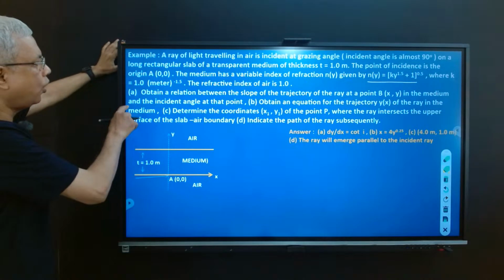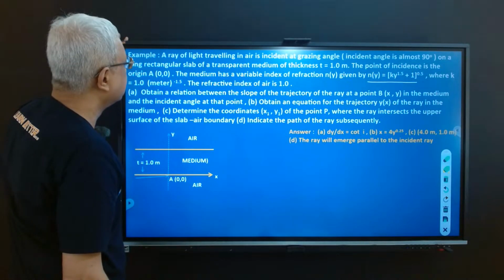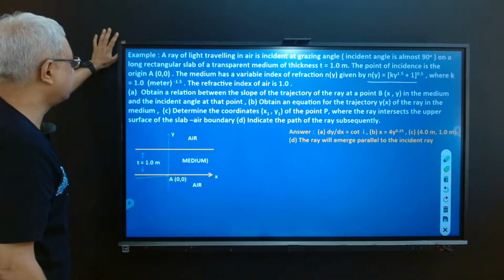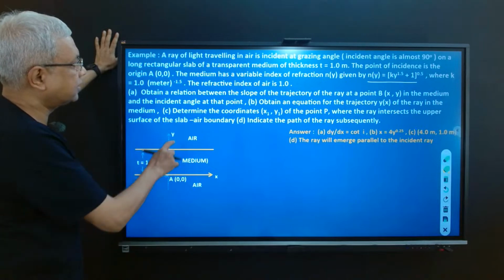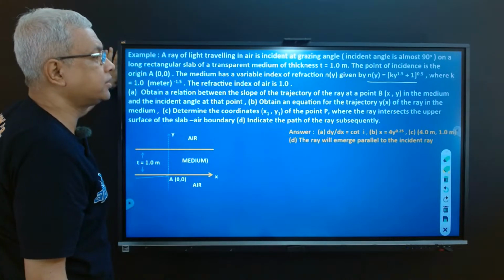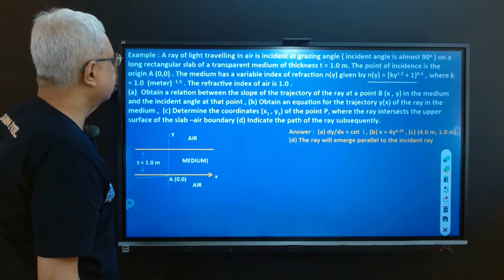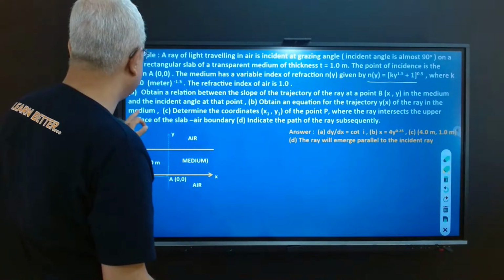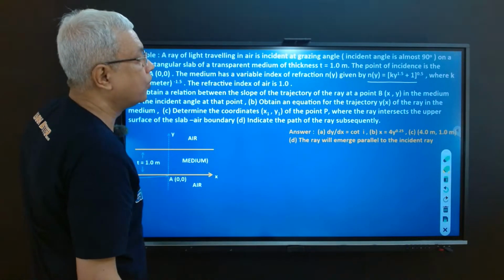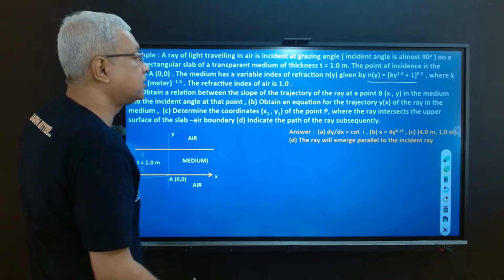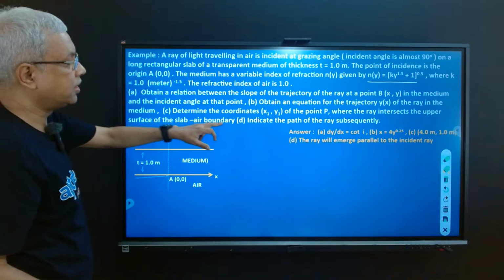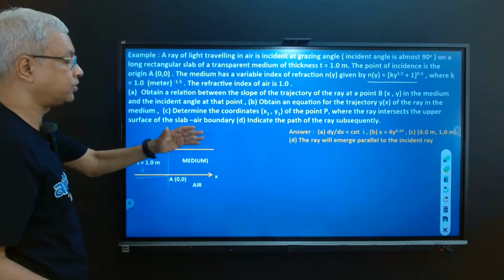A. Obtain the relation between the slope of the trajectory of the ray at a point B(x, y) in the medium and the incident angle at that point. B. Obtain an equation for the trajectory y(x) of the ray in the medium. C. Determine the coordinates (x1, y1) of the point P where the ray intersects the upper surface of the slab air boundary and indicate the path of the ray subsequently.